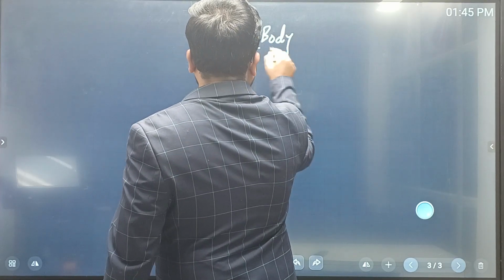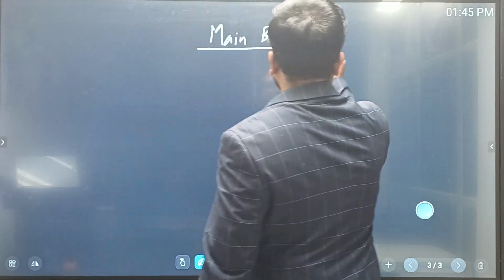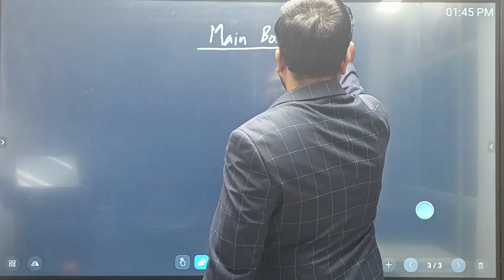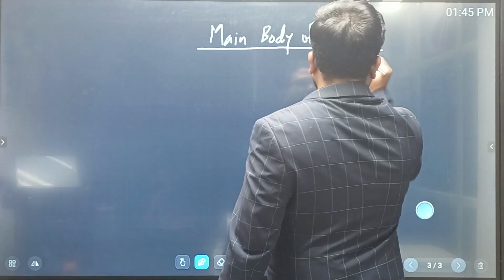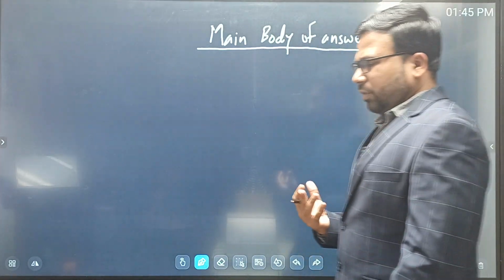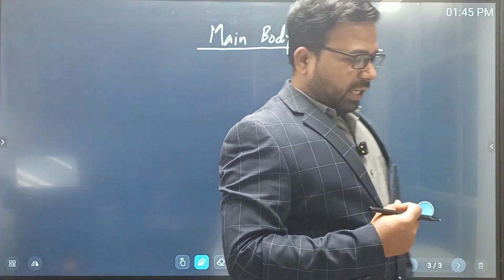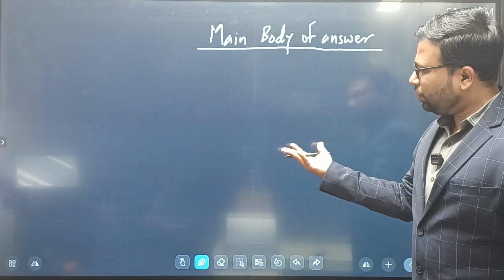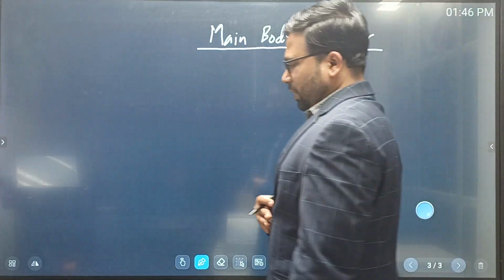Main body. Here lies the main crux of your answer, and this is the main part defining your actual score in that particular question and overall in that particular paper. So, the main body of the answer.